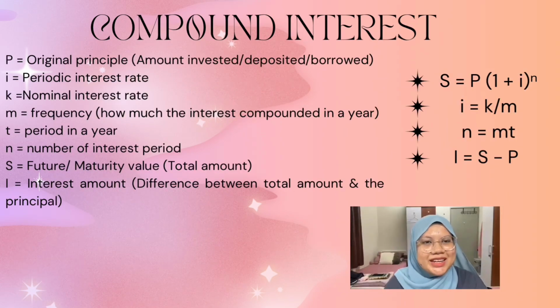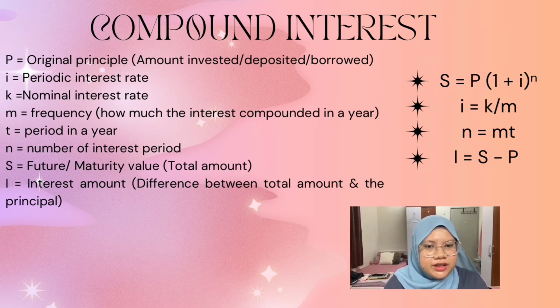Oh, it's my turn. My name is Adilla binti Rahman. I'm going to explain to you guys about compound interest formulas. So P equals the original principal, such as amount invested, deposited or borrowed. Second one is I equals the periodic interest rate, and K equals the nominal interest rate, while M equals the frequency of how much the interest is compounded in a year.